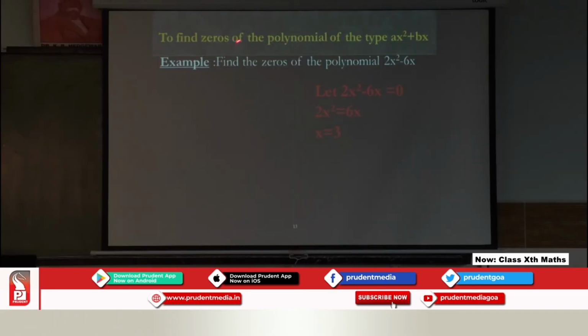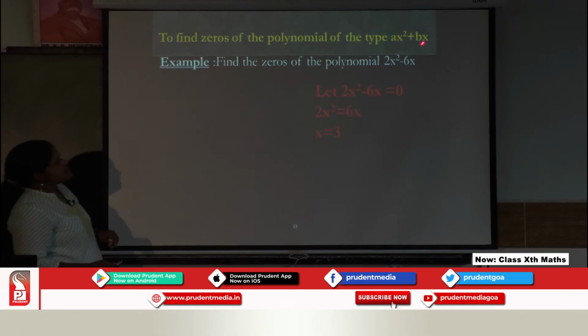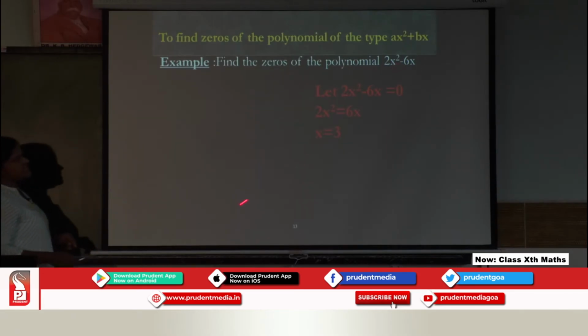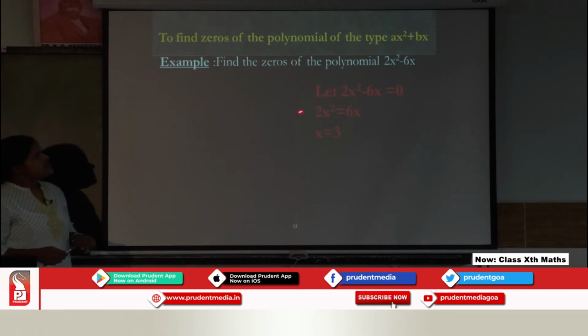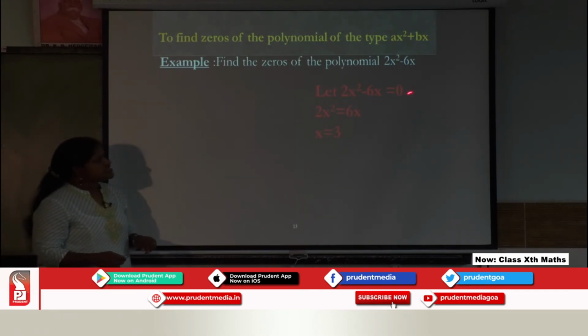To find zeros of the polynomial of the type ax square plus bx, in this category I have focused only on the first two terms, a and b. And the example is: find the zeros of the polynomial 2x square minus 6x. Now let's see this, whatever I have highlighted in red color here. Let 2x square minus 6x is equal to 0.